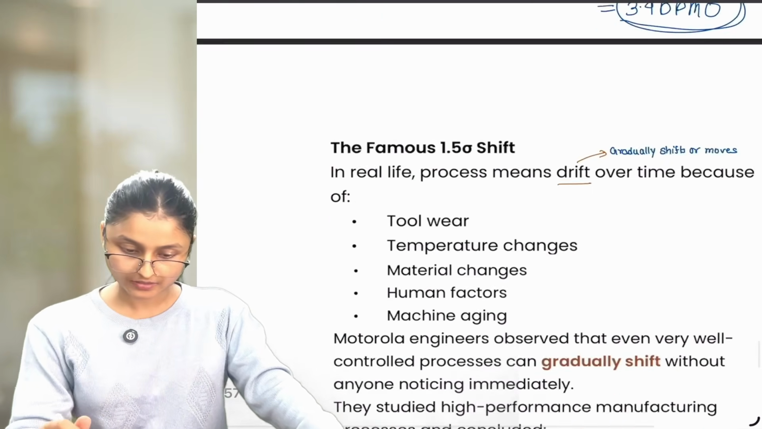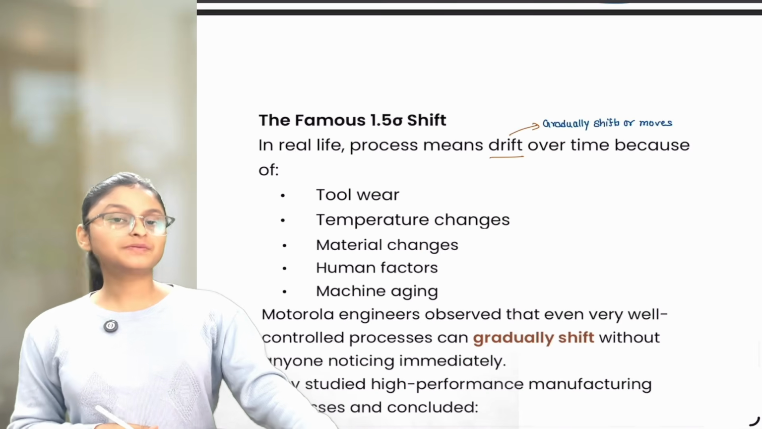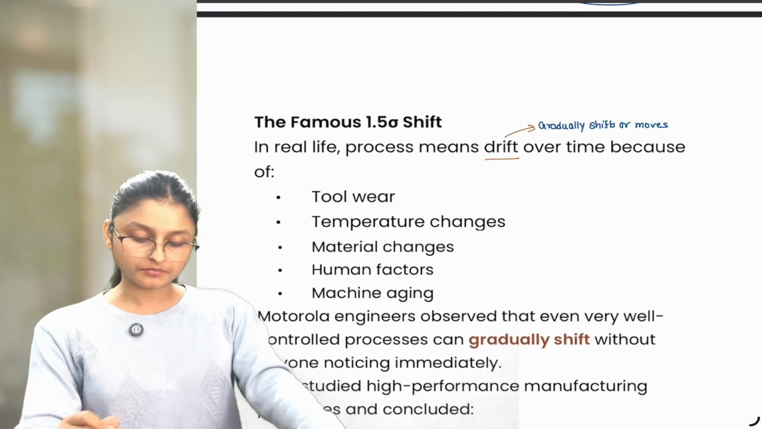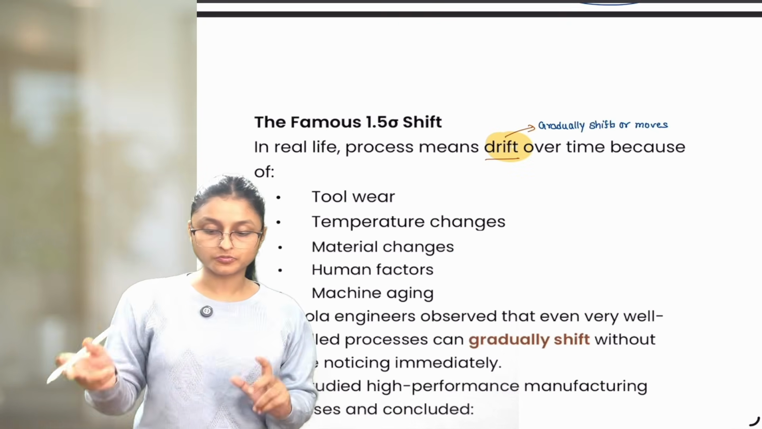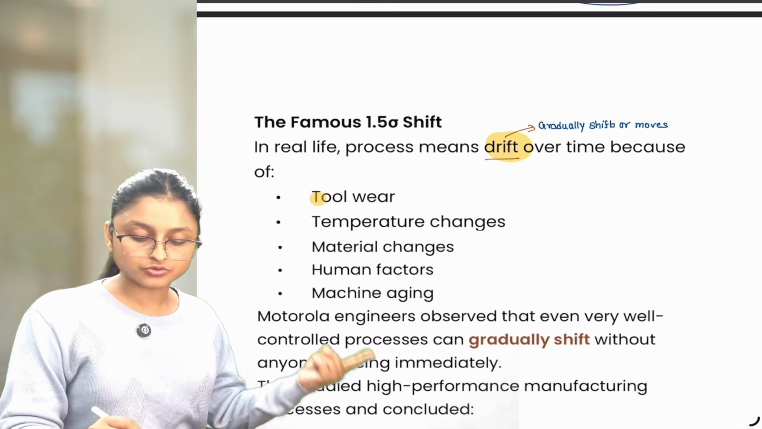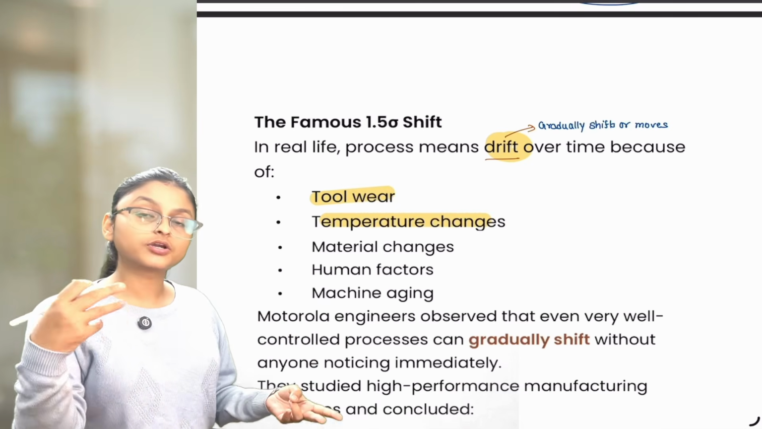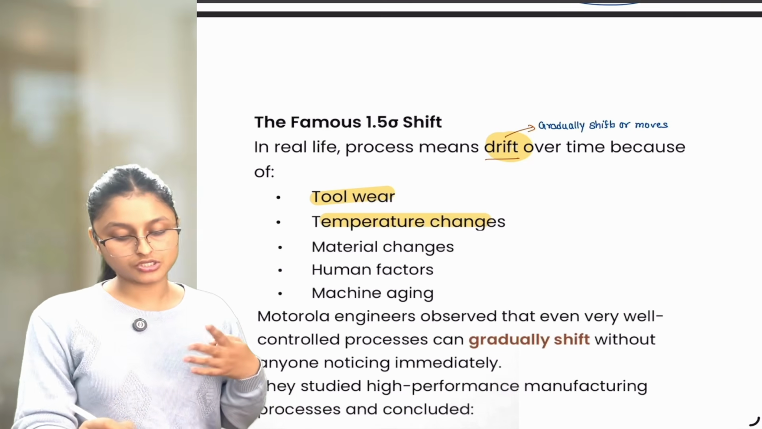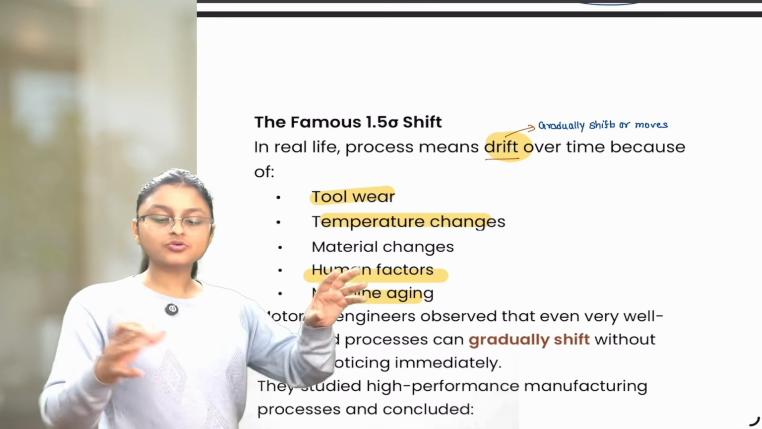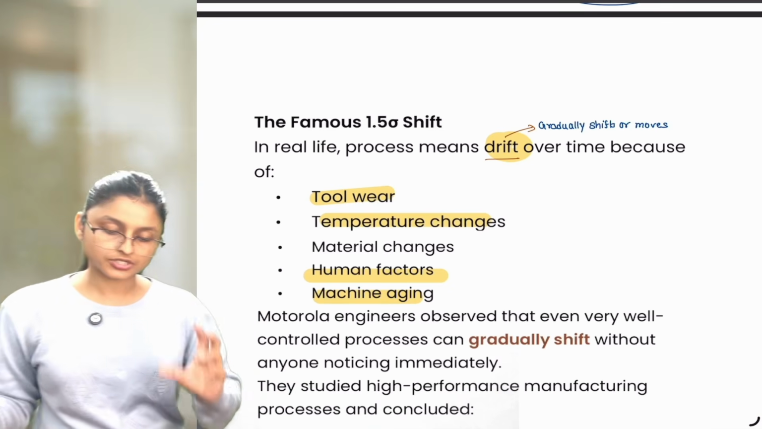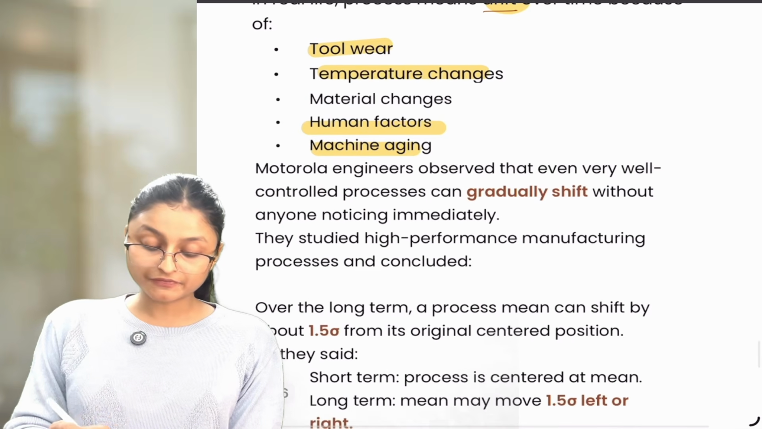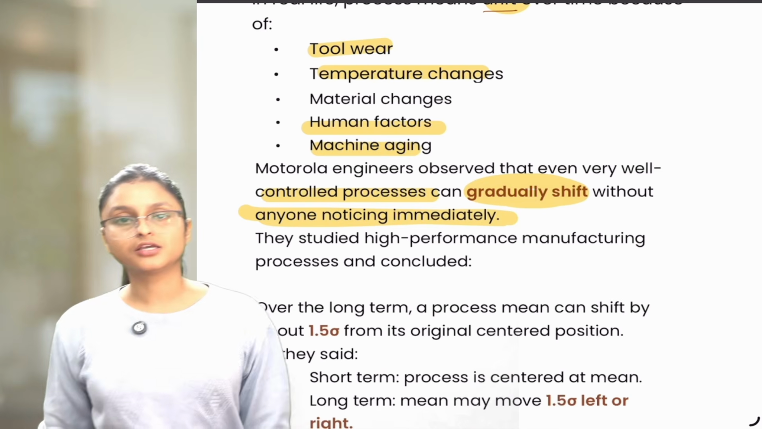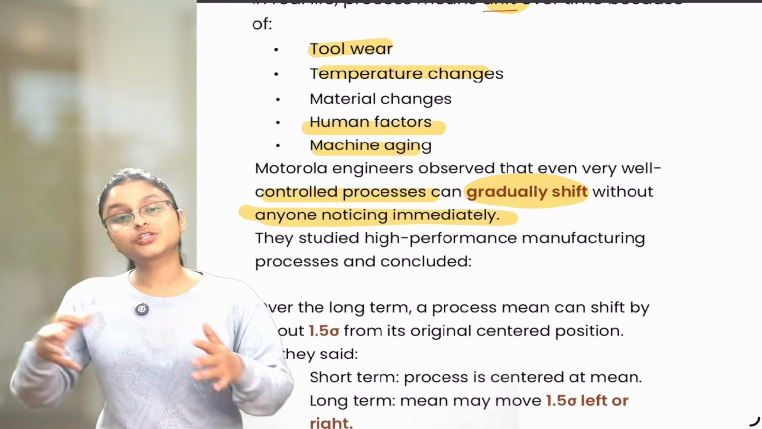Done. Now, let's see what our book says. The famous 1.5 standard deviation shift. In real life, process means drift over time, where drift means gradually shifting or moving over time. Why do they shift? Because tools wear out, temperature changes with the seasons, material changes, human factors, machine aging. Due to all of these, there can be a shift in your process. Motorola engineers observed that even very well controlled processes can gradually shift without anyone noticing immediately. No one will notice it immediately, but the shift can happen.